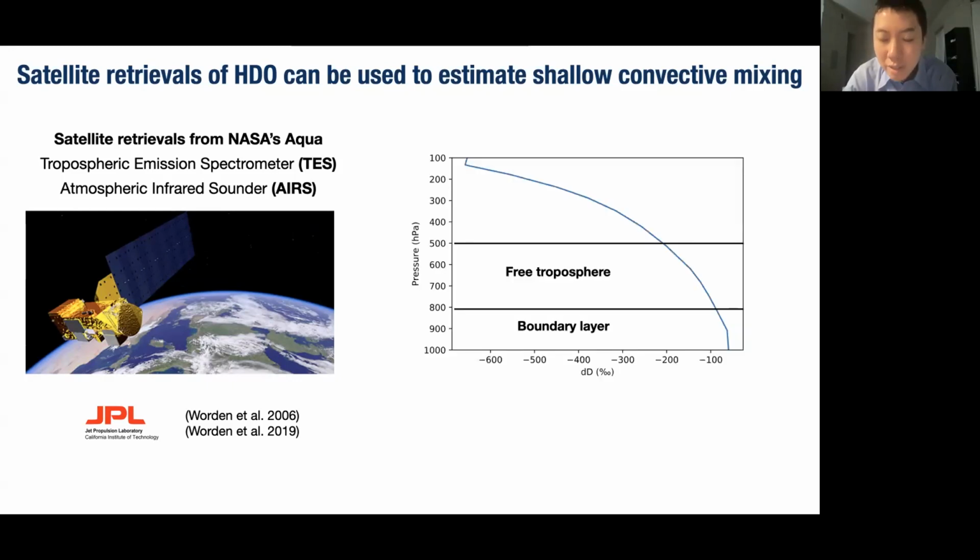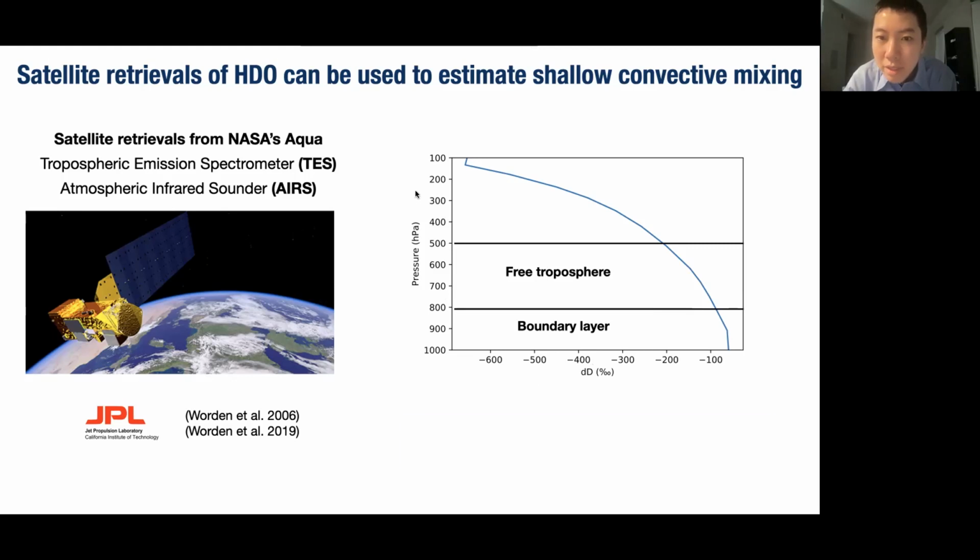So the basic idea is based on the vertical profile of water vapor delta D. From this vertical profile, we can see that there is a large vertical gradient of delta D between the boundary layer and the free troposphere. The delta D in the boundary layer may be relatively constant, and then it will decrease in the free troposphere.